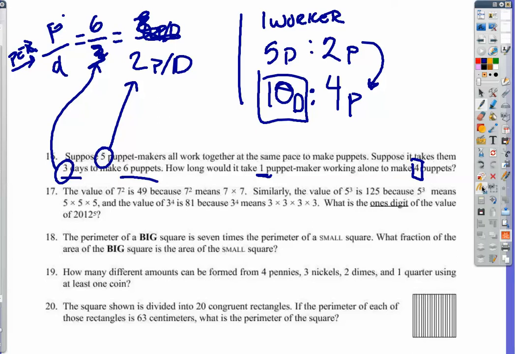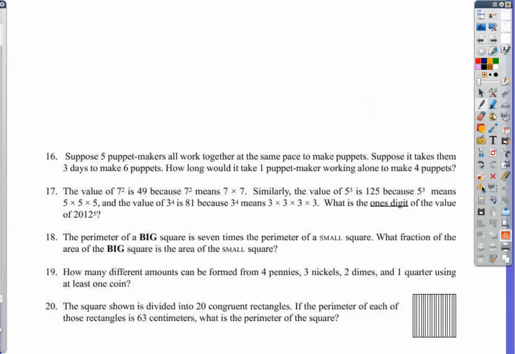All right, number 17. Okay, the value of 7 squared is 49 because 7 squared means 7 times 7. Similarly, the value of 5 to the third is 125 because 5 to the third means 5 times 5 times 5. And the value of 3 to the fourth is 81 because 3 to the fourth means 3 times 3 times 3 times 3.